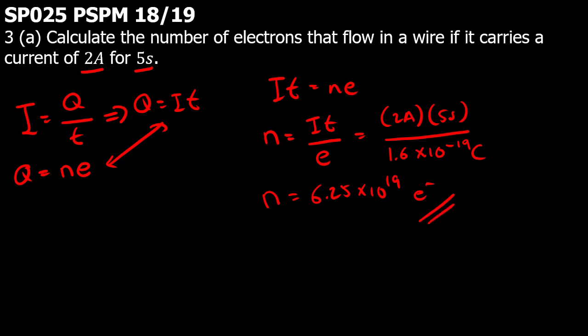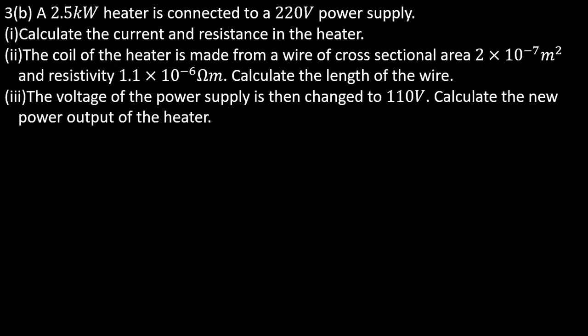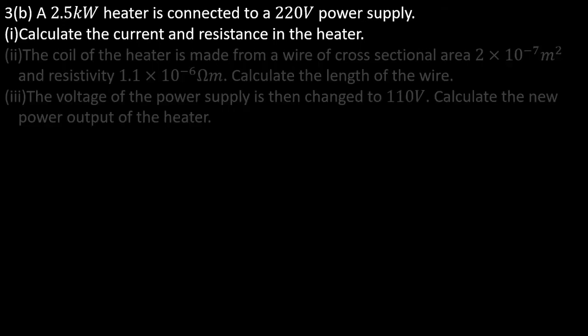Now let's look at the second sub-question. A 2.5 kilowatt heater is connected to a 220 volt power supply. So there are 3 sub-questions. Let's look at the first one. Calculate the current and resistance in the heater. Just to remind ourselves, power is equal to the current multiplied by the voltage. With that said, I can rearrange this equation to get current equals power over voltage.